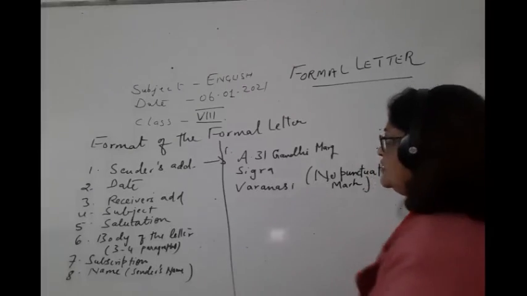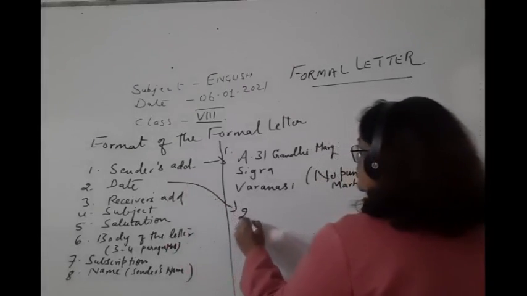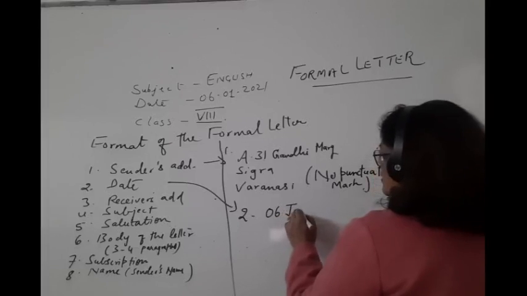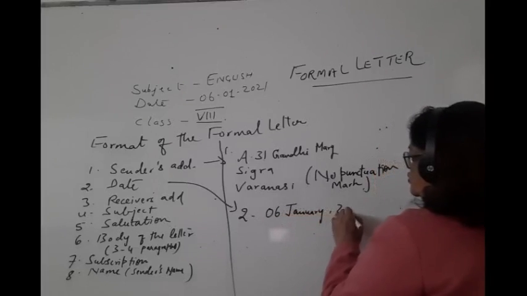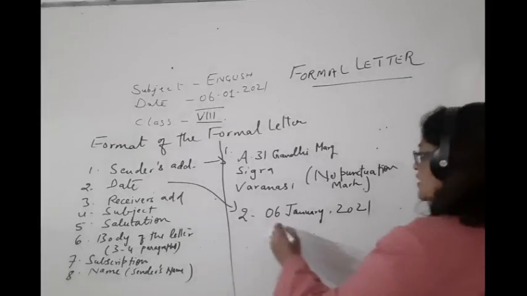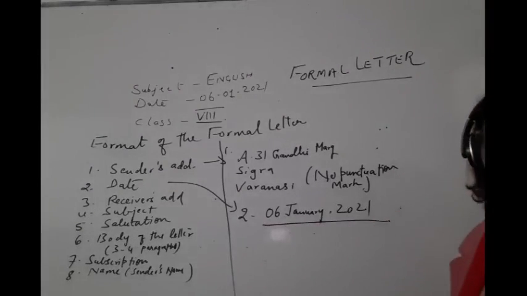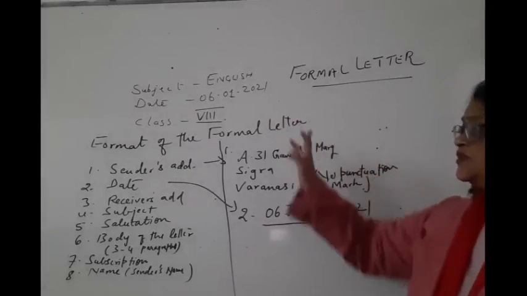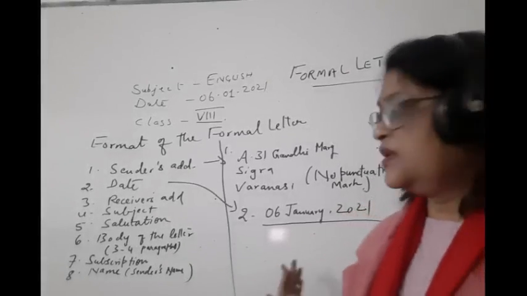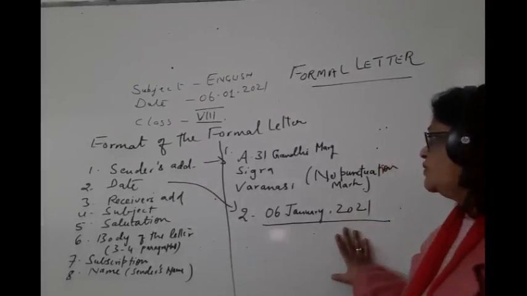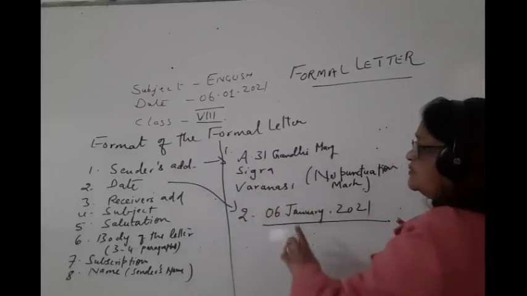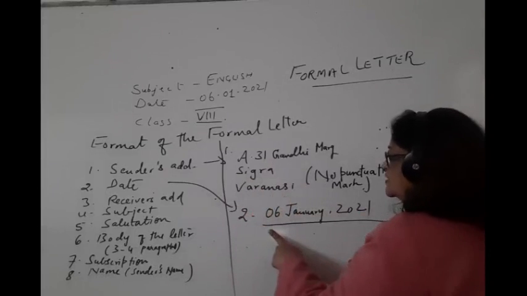Now, children, second is the date. So you will write 06 January 2021. This is the way, children, we write the date. We write the date not like this, but like this, like we used to write in notice writing. We write it this way in formal letters as well as informal letters. Okay, so sender's address, 1, 2, 3, 4 things. Just remember, four things should be there. Date we write like this.